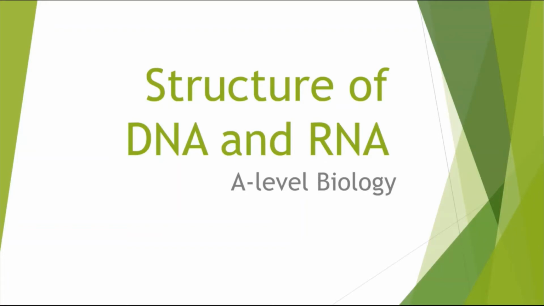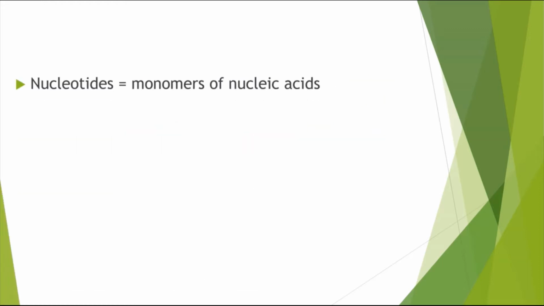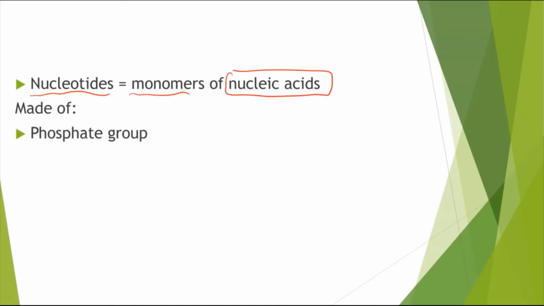In this video I will be going through the structure of DNA and RNA topic of the A-level biology curriculum. Let's begin. So first you need to know what nucleotides are. Nucleotides are basically monomers of nucleic acids. So lots of nucleotides join together to form the polymer nucleic acids.